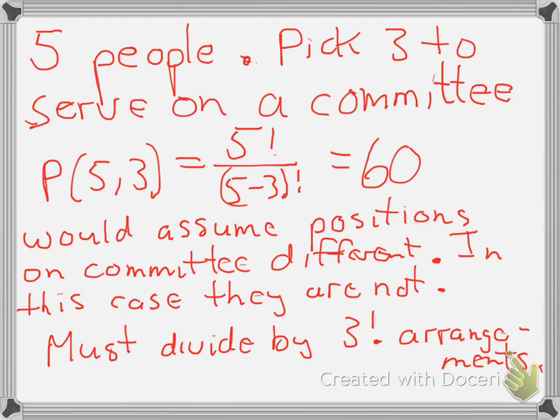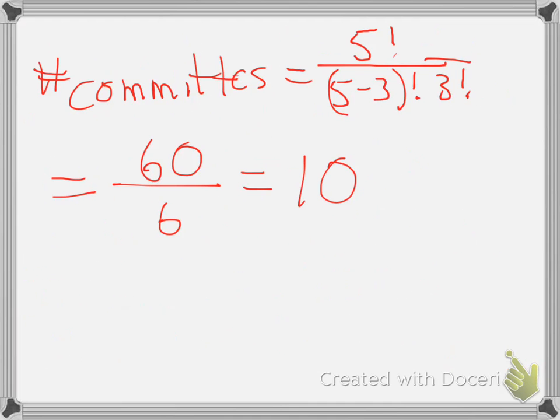So here's our problem. We've got 5 people. We're picking 3 to serve on a committee. It doesn't matter the order they're in. They're just on the committee. When we use permutations, that's 60. That assumes the positions on the committee are different. In this case, they're not. We have to divide by the 3 factorial, or 6 arrangements, to find the right answer.